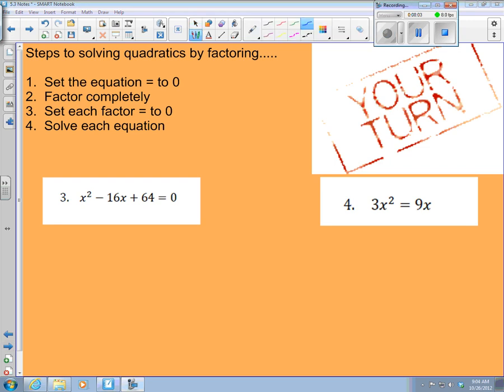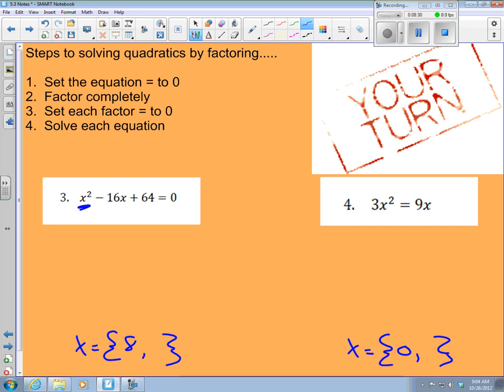Okay. I'm going to let you guys try 3 and 4. I'll give you one of the answers. Now remember, it's x squared, so there's two answers. I'll say one of my answers for 3 is 8. You find the other one. I'll say one of my answers for number 4 here is 0. You find the other one. And we'll check up on those with you guys in class tomorrow.